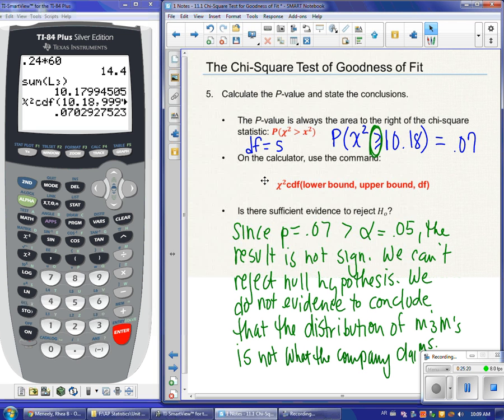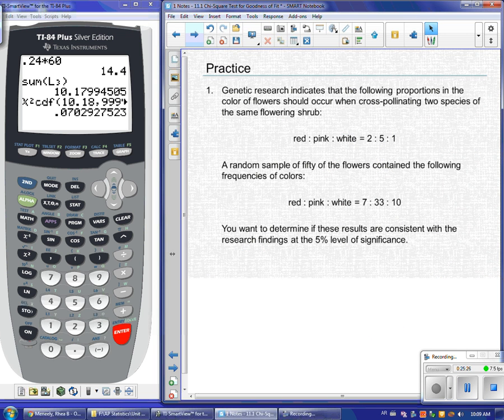All right, so I want to do one more with you, and then there are a couple examples for you to do on your own. In the next problem, it says genetic research indicates that certain proportions and colors of flowers should occur when cross-pollinating two species of the same flowering shrub. The ratio of red to pink to white should be 2 to 5 to 1. A random sample of 50 of the flowers contains the following frequencies: 7 red, 33 pink, and 10 white.